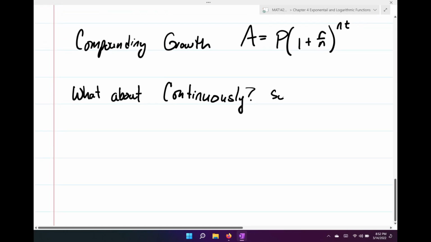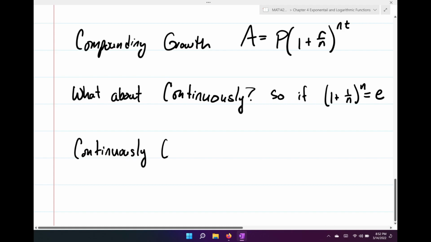So if you have (1 plus 1 over n) all raised to the n, you're going to replace that with the letter e. Continuously compounding growth has this formula right here, and it's very simple. It's going to be A equals your principal times e to the rt. So it makes our calculations a little bit easier.